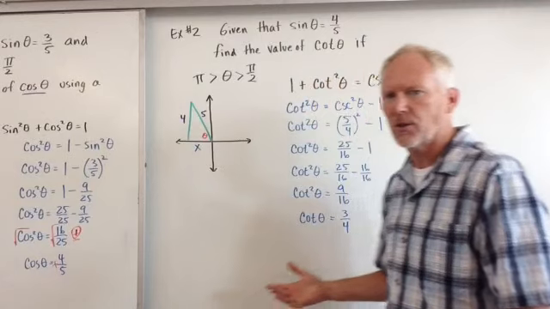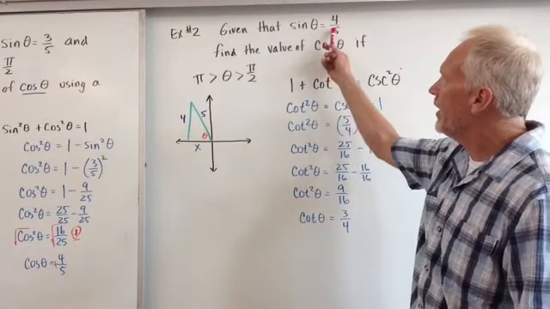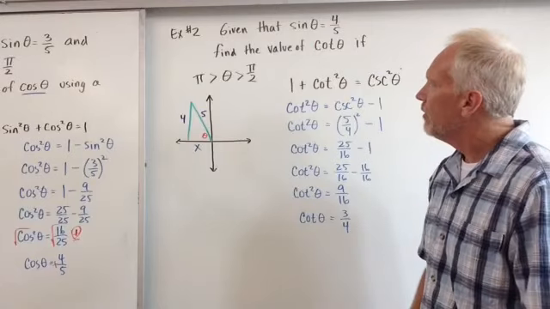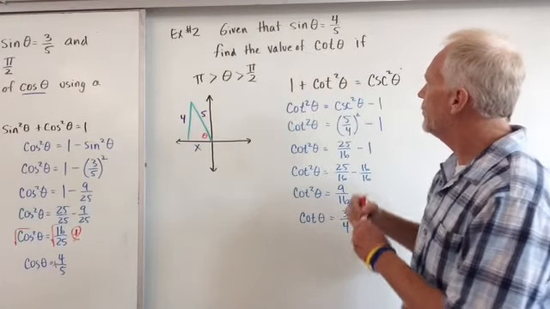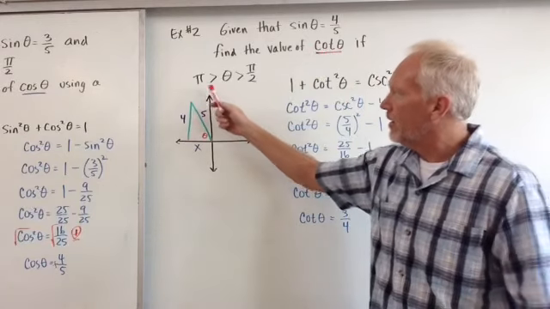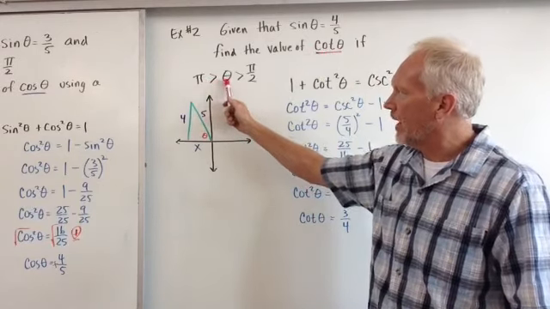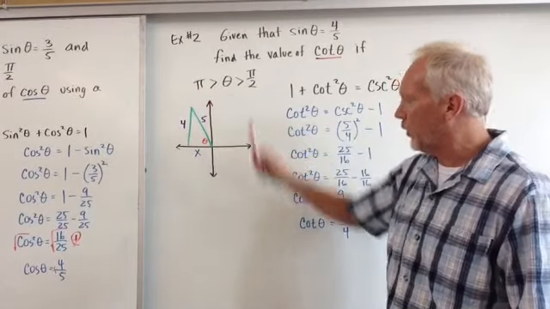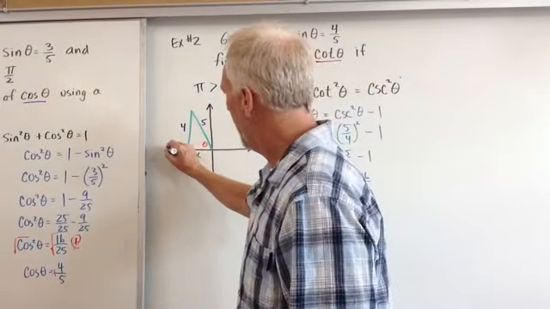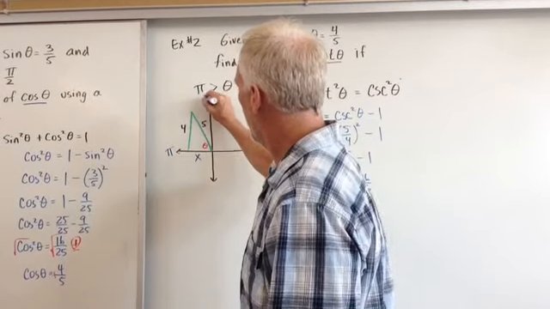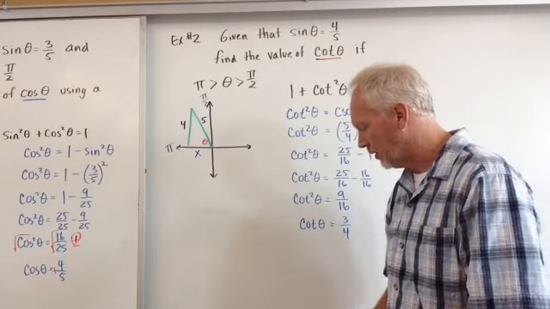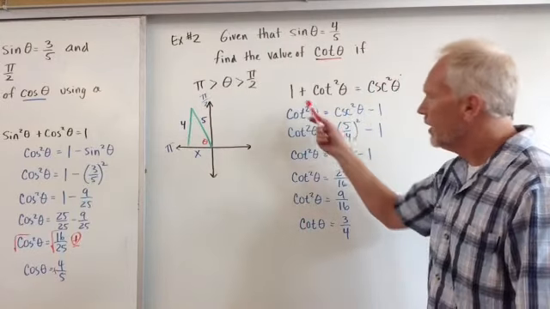Another example. Maybe it's in a different quadrant. Let's see what happens. So, given that sine of theta is 4 over 5, find the value of the cotangent of theta if the angle is less than pi, but greater than pi over 2. Recall that this is pi, and here's pi over 2. So we are in quadrant 2, right? Quadrant 2.